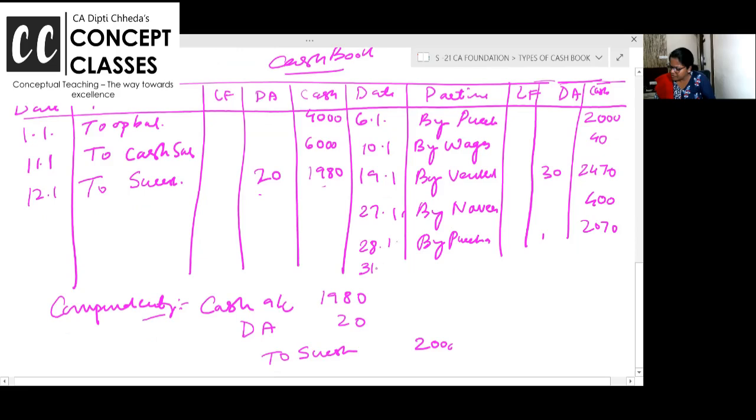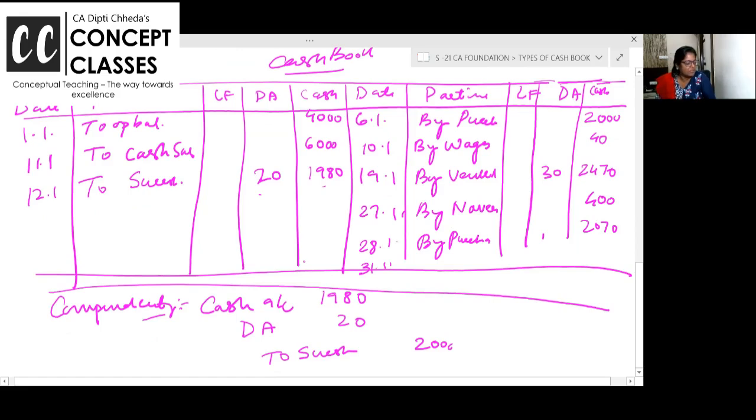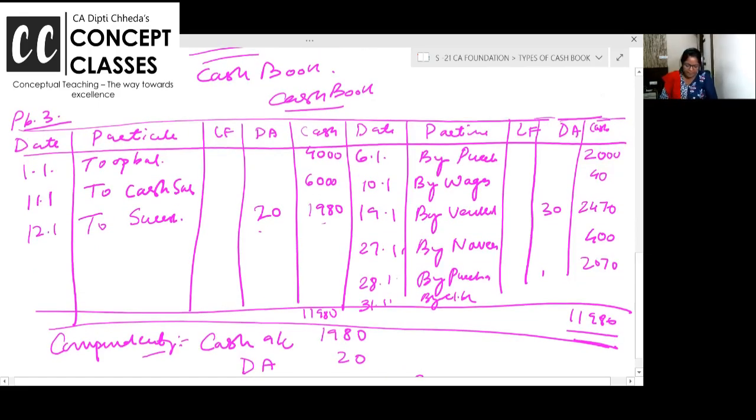Now first on 31st of January, just balance. I told you debit side total will be more for cash. 11,980. This side 11,980 is the total. Balancing figure कितना आ रहा है देखो. How much you all are getting the closing balance of cash? 5,000. Again next time it will become opening balance. Clear or not?